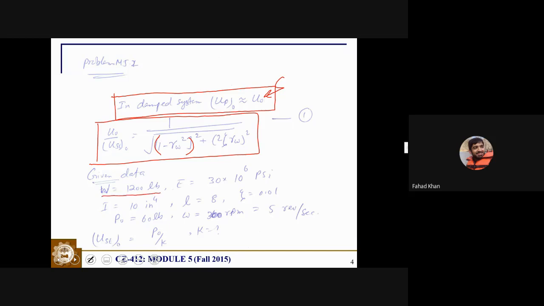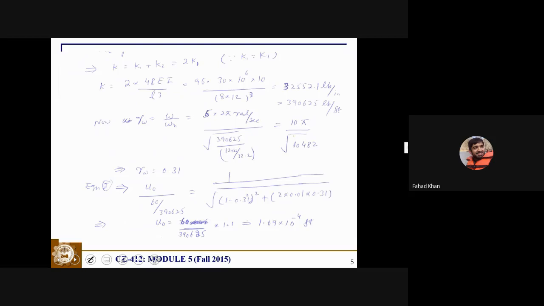Weight is 1200 pounds. Modulus of elasticity is given. Moment of inertia is 10 inch to the power 4. Length is 8 foot. Zeta is 1%. P naught is 60 pounds. And the revolution omega is 300 rounds per minute, which can be converted to 5 revolutions per second. U static is P naught divided by K, but we don't know the value of K.